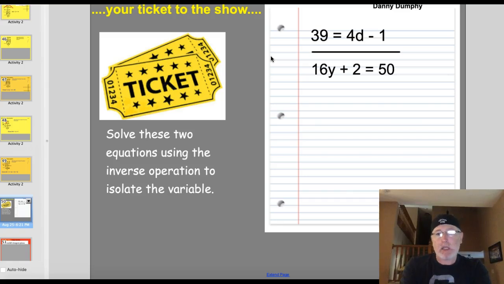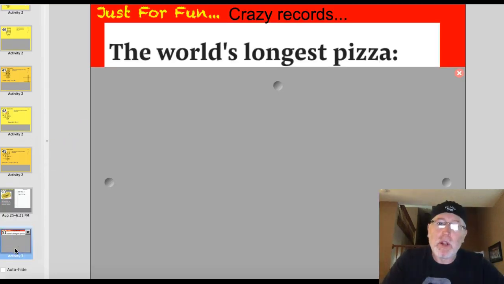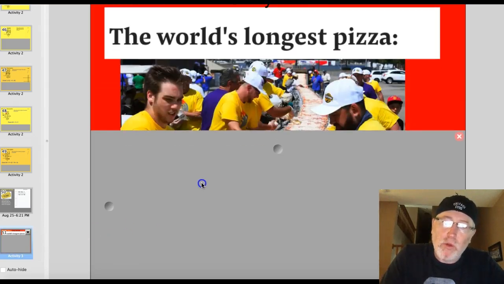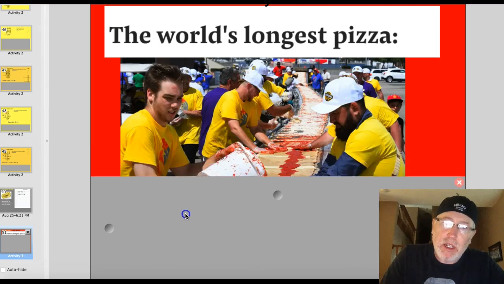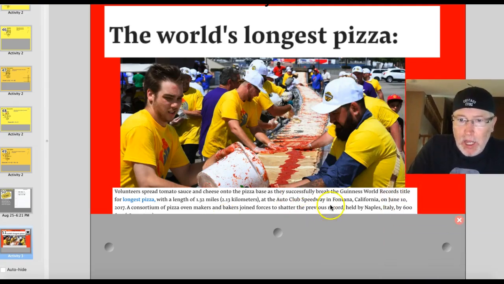Okie dokie. Take a look at this crazy record. What is the world's longest pizza? I was stunned by the length of it. The old record was 600, set in Italy. This pizza that these guys are making here, they did it. Entered in the Guinness Book of World Records, 1.32 miles.